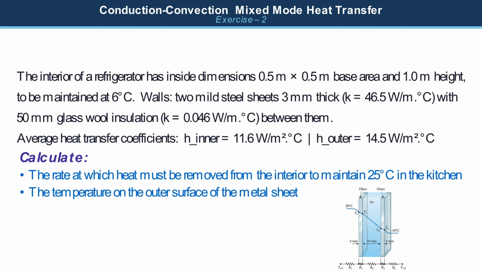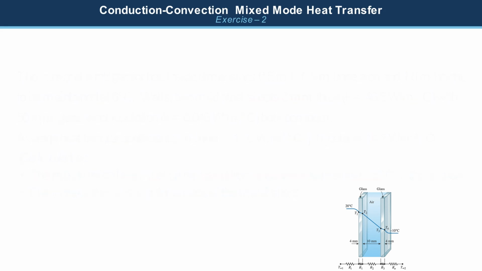What do we need to calculate? First, the rate at which heat must be removed from the refrigerator interior to maintain it at 6 degrees Celsius while the kitchen is at 25 degrees Celsius. In other words, how hard does the compressor need to work? Second, the temperature on the outer surface of the metal sheet facing the kitchen air. Notice this problem has 5 resistances in series: outer convection, outer steel sheet, glass wool insulation, inner steel sheet, and inner convection. Let's work through them carefully.